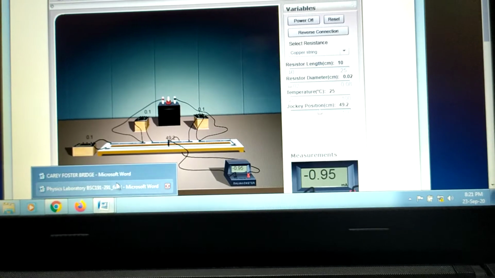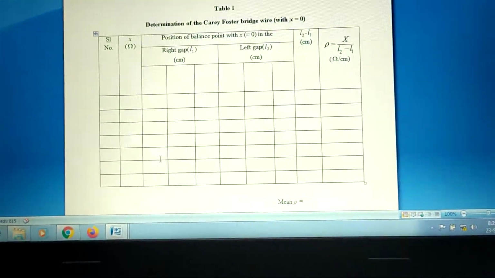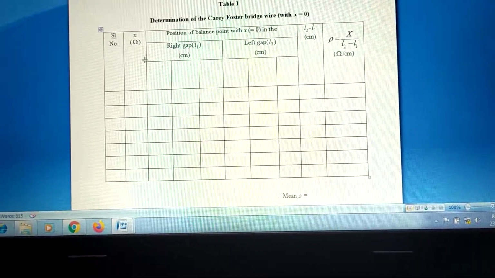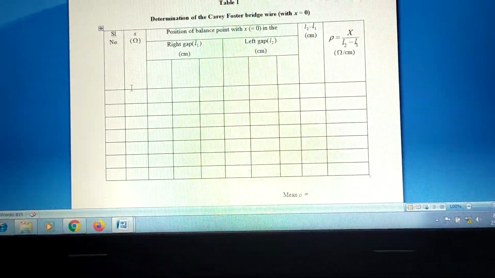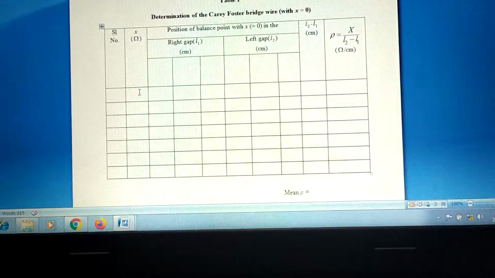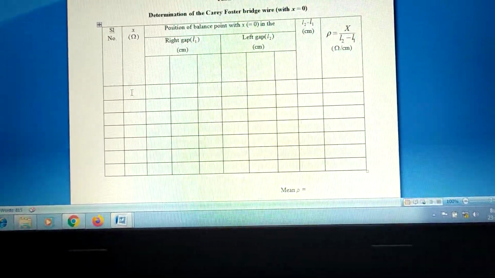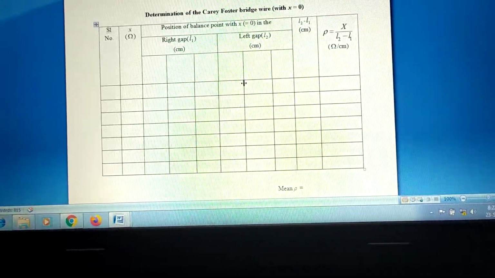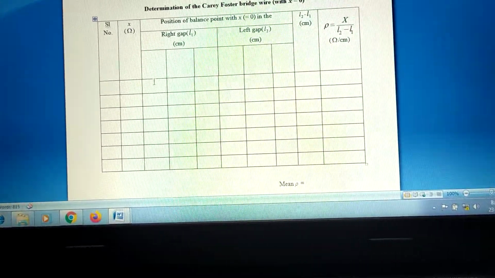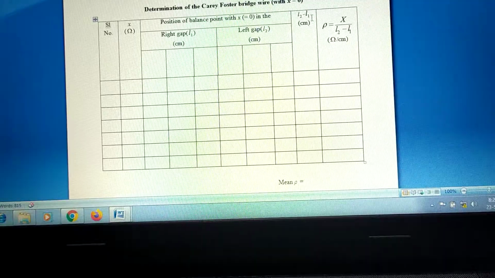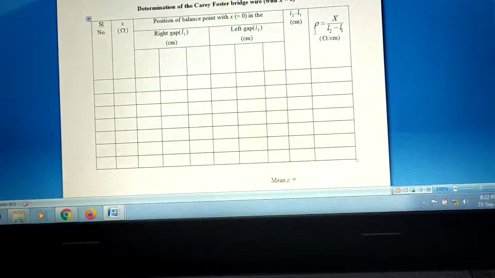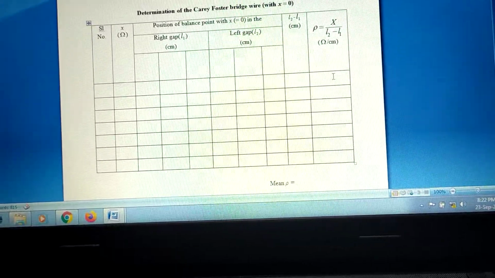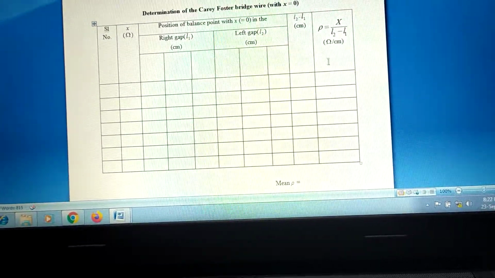Similarly, you take that value and put it in the table in the right gap, 49.2. The fractional resistance is X, that is 0.1, you write it here: fractional resistance 0.1. So the first fractional resistance is 0.1, the left gap is 51.2, the right gap 49.2. Then you calculate the difference L2 minus L1, and then you calculate rho, using X 0.1 and L2 minus L1.